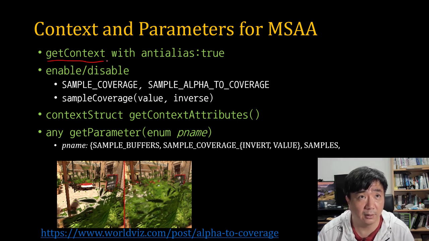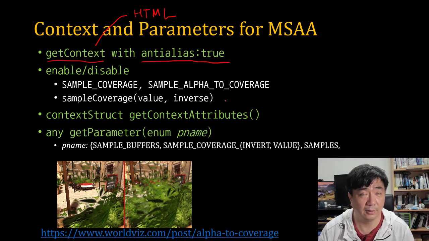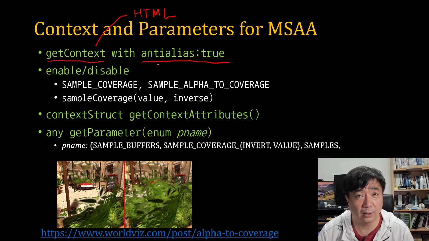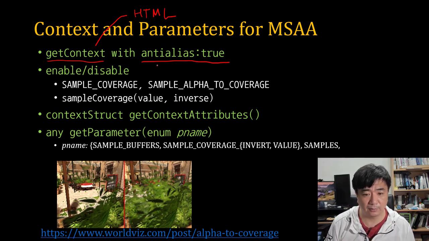Get context. It is not a command of WebGL. It is an HTML command. In our JavaScript code, with getContext with WebGL, there is a parameter, anti-aliasing. I'll show you in example code. Then we can use anti-aliasing, or we can turn off anti-aliasing. But turning anti-aliasing on and off while drawing something is not possible. For example, I cannot draw something with anti-aliasing and without anti-aliasing. That kind of mixture is not possible.